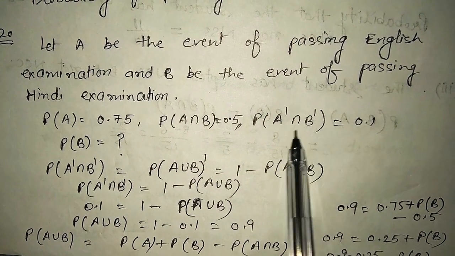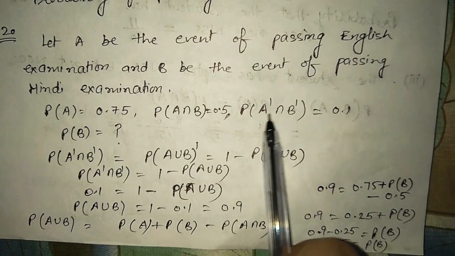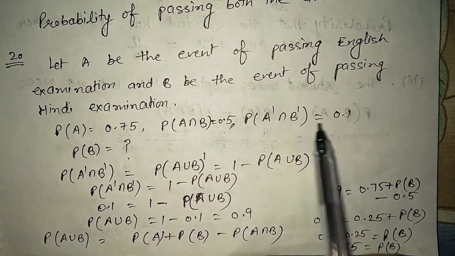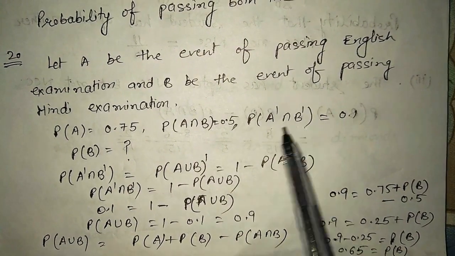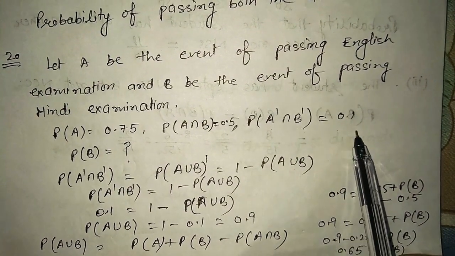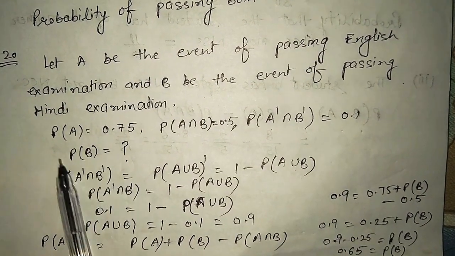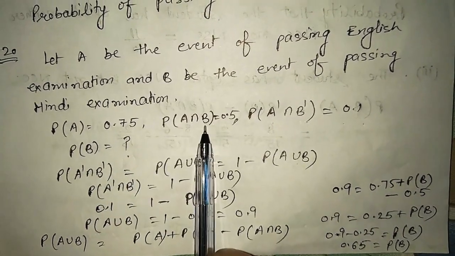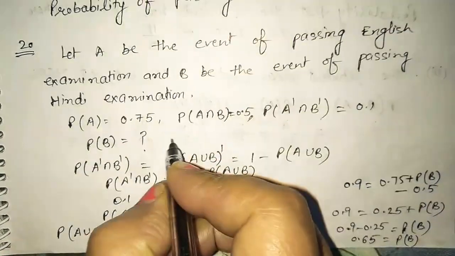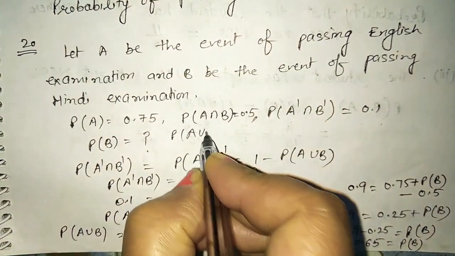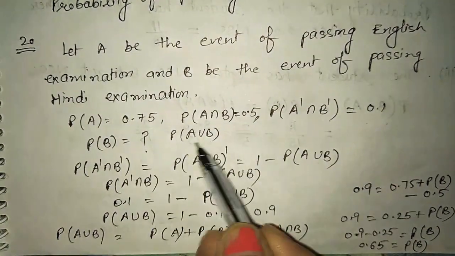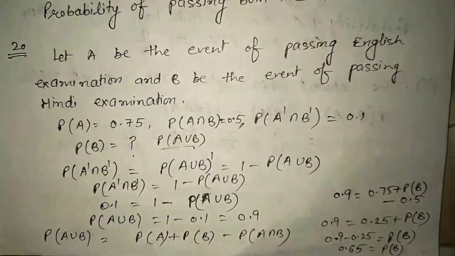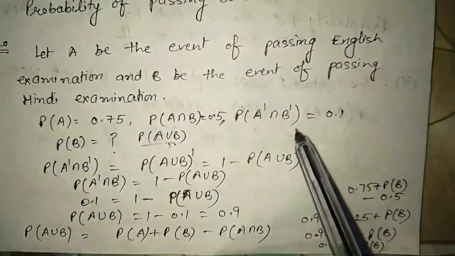And A complement intersection B complement means neither A nor B. ना तो A में पास हुआ ना ही B में, ना इंग्लिश में ना हिंदी में. That is 0.1, given. We have to find out P(B). We know that P(A) is given, P(A intersection B) is given. If we find P(A union B), then by using this formula, we can find P(B). So firstly, we will find this by using this.